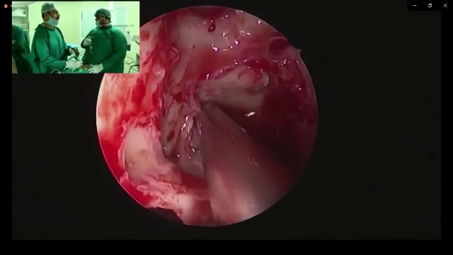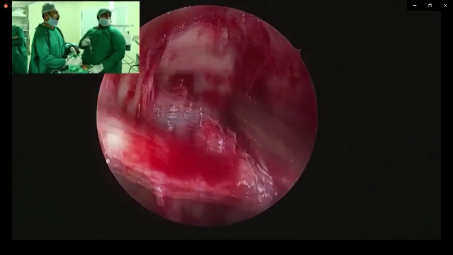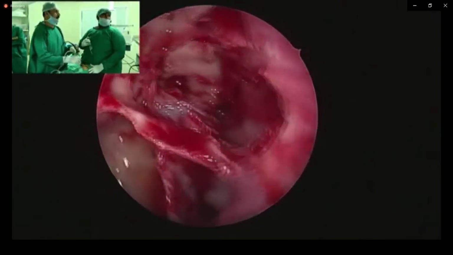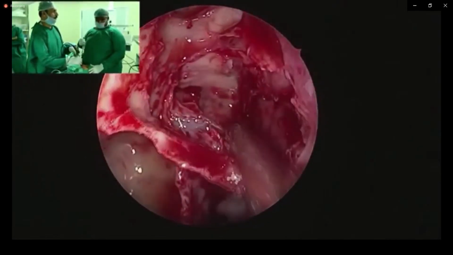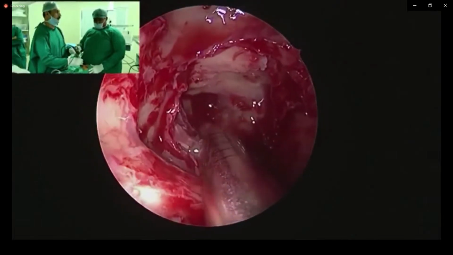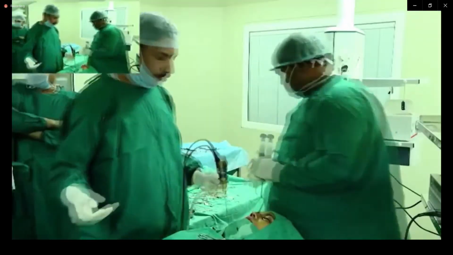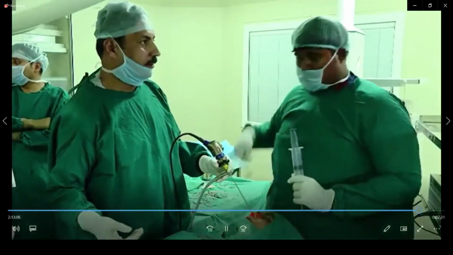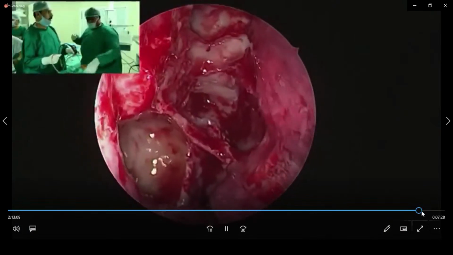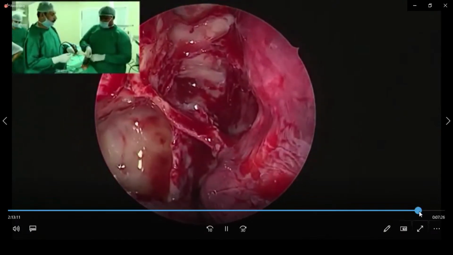So posterior ethmoidectomy is to be done after identifying the sphenoid sinus ostium and staying anterior to it. And then afterwards, you can widen the sphenoid sinus ostium under vision. This way you can definitely prevent damage to the optic nerve and carotid artery. You will never get disoriented that way.